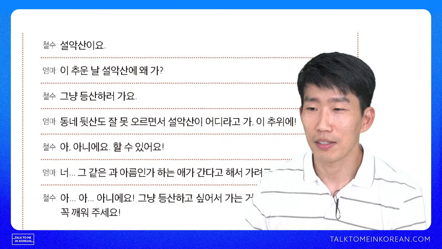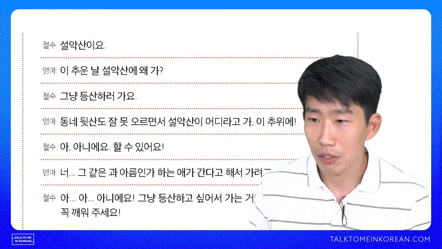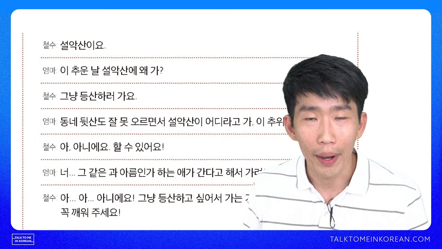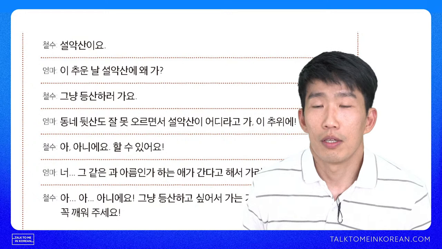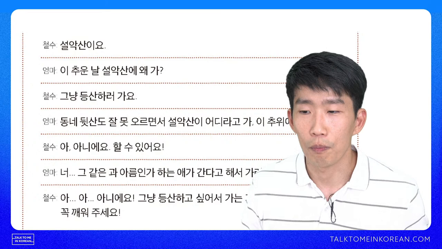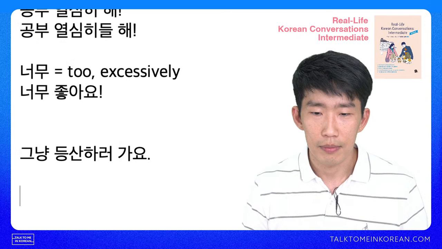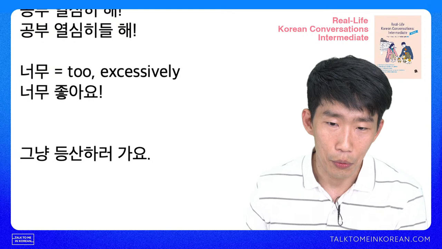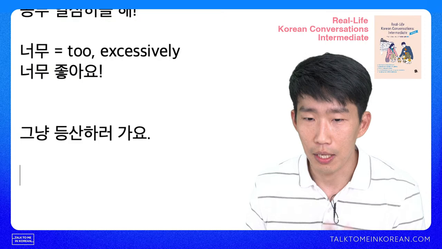So 설악산, Mount 설악. 엄마 says, mother says, 이 추운 날, on this cold day, 설악산에 왜 가? Why would you go to Mount 설악 on a cold day like this? 철수 says, 그냥 등산하러 가요. 등산 is climbing a mountain, but it's not like rock climbing, it's just hiking in the mountains. 등산하러, in order to, 가요. 그냥 등산하러 가요. 그냥 공부하러 가요. 그냥 데이트하러 가요. You can say 하러 like that.